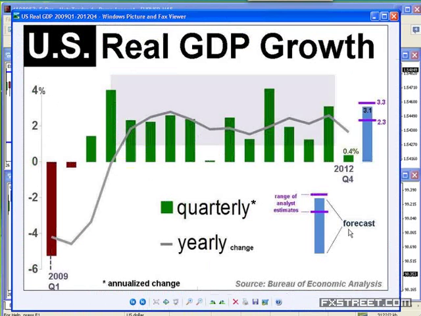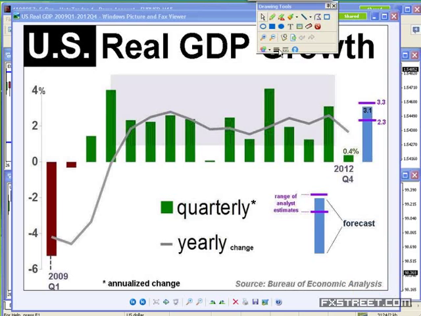So we got 2.5%. Let me move on this graph here. Again, the consensus forecast was 3.1%. The range of analyst estimates was 2.3 to 3.3%. So in other words, of the analysts or economists surveyed, the range of their estimates was between about 2.3 and 3.3%. We get 2.5. So the actual number was about right here.